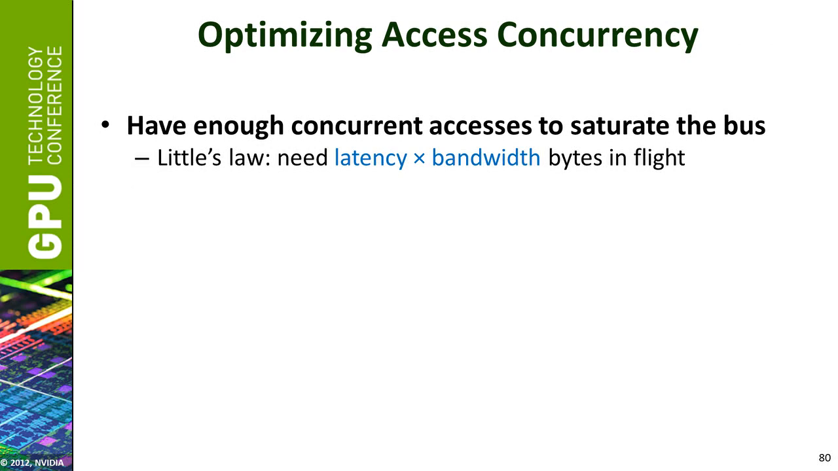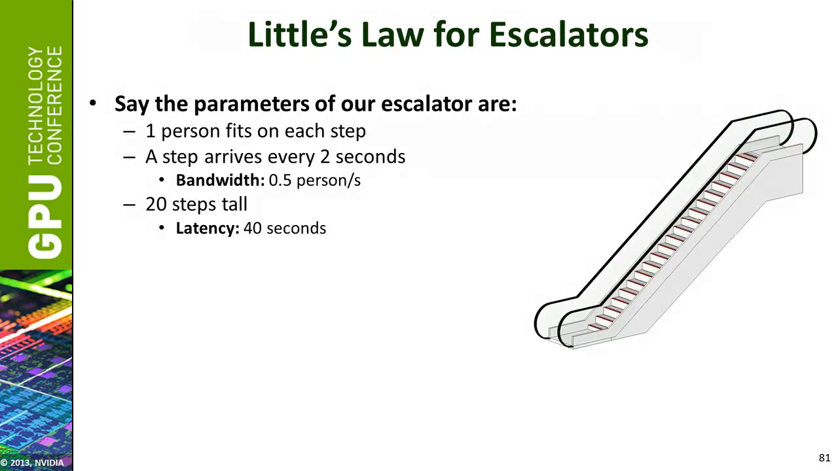To give more intuition into this multiplication of bandwidth and latency, let's consider the escalator example. Say one person fits on each step, and a step arrives every 2 seconds. From this we can get our bandwidth. From the arrival point of view, we get 1 person arriving every 2 seconds. If 1 second is our time unit, we get half a person per second. That's our bandwidth for this escalator.